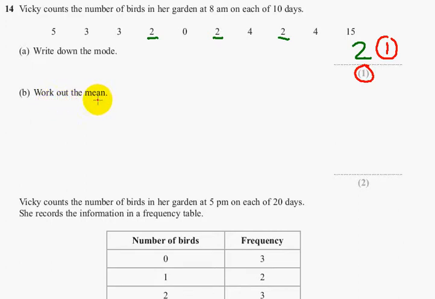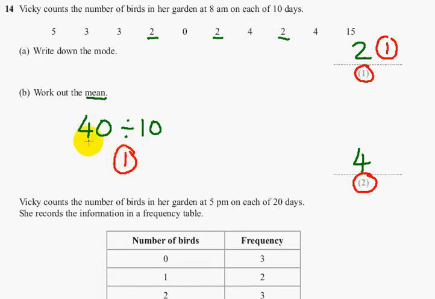Part B says work out the mean. The mean is where you add them all up and divide it by how many bits of data there are. So you have to add all these up and you should get 40, and you need to divide it by 10. So the mean is 4, and that's worth 2 marks. 1 for the method, for a clear intention of adding up these numbers, then dividing it by 10, and the second for an answer of 4.